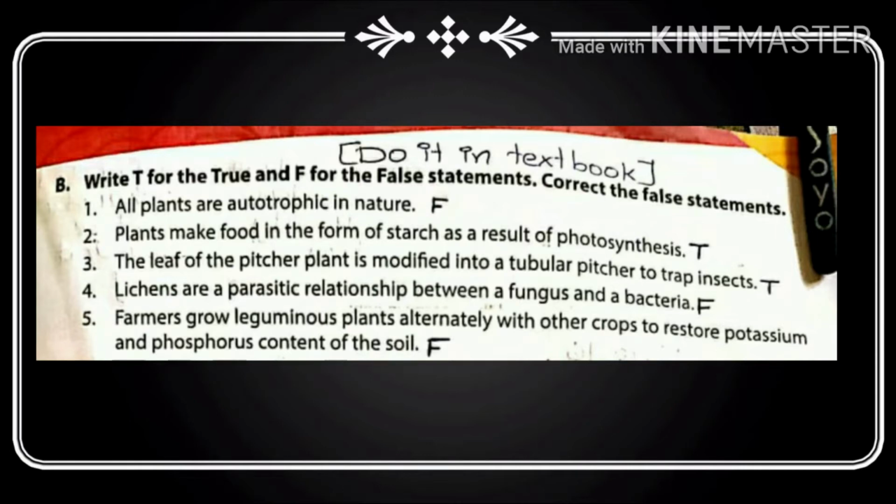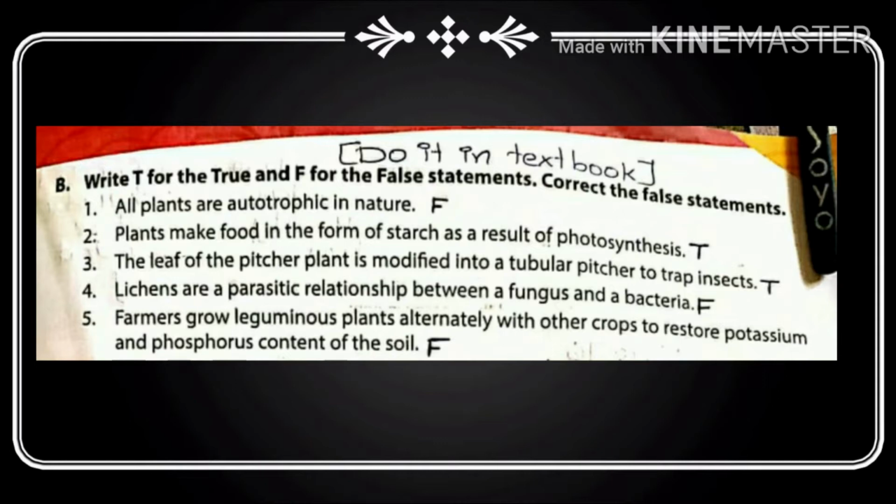That is also true. Then fourth is lichens are a parasitic relationship between a fungus and bacteria. It is false. So what would be the correction? Instead of parasitic, symbiotic will come. So mention symbiotic after writing false.